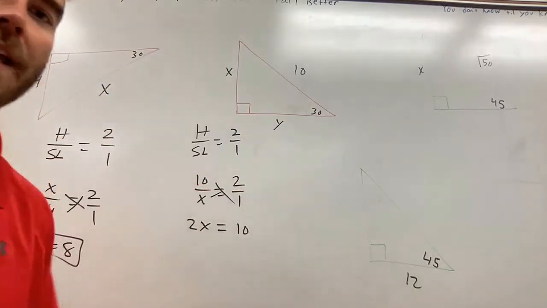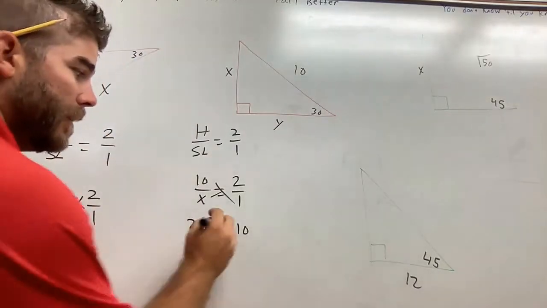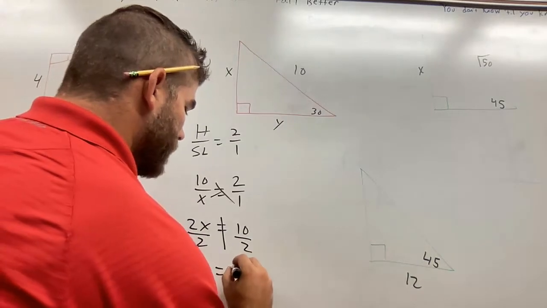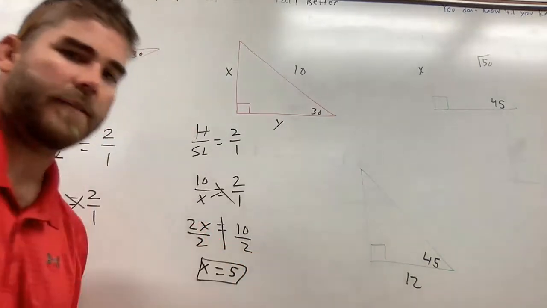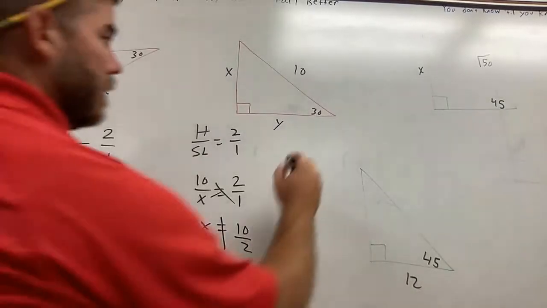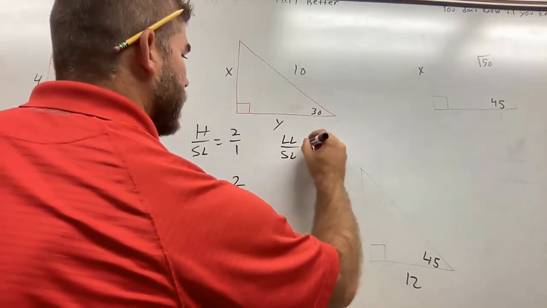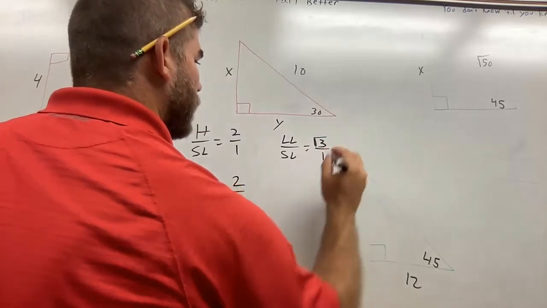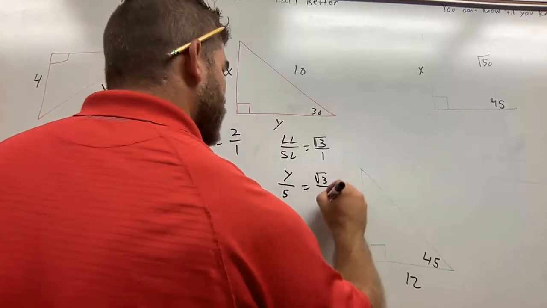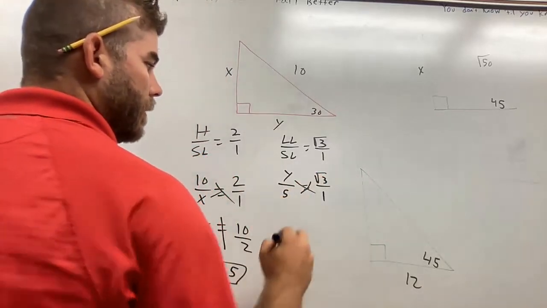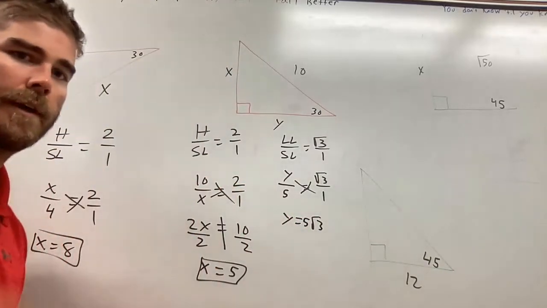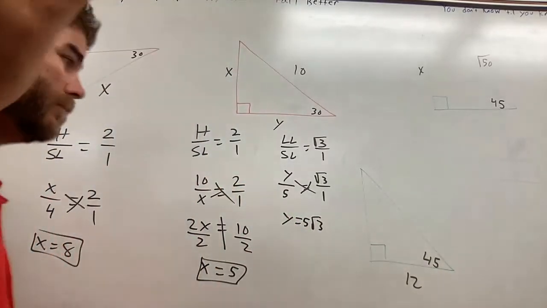Now this is the first time I actually have an additional step to do. I'm solving for x here, so I need to divide both sides by 2. So I now have my short leg, which is my x. Well, that's 5. Now I still need to find my long leg. My long leg formula is long leg to short leg equals radical 3 over 1. My long leg is my y, my short leg is 5. Cross multiply, y equals 5 radical 3. And I'm done. It's all pretty straightforward here.